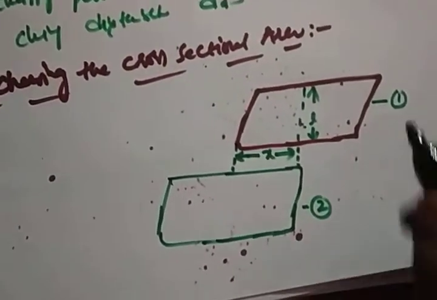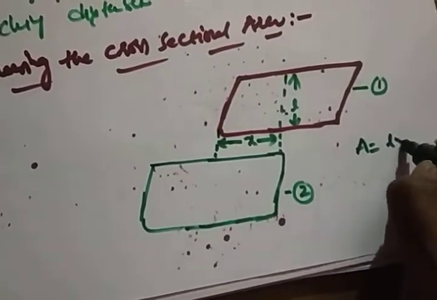If you increase the common area, what happens? The capacitance will increase, because the storage increases. So what is the area formula? Area is length into breadth. This is the breadth and this is the length.